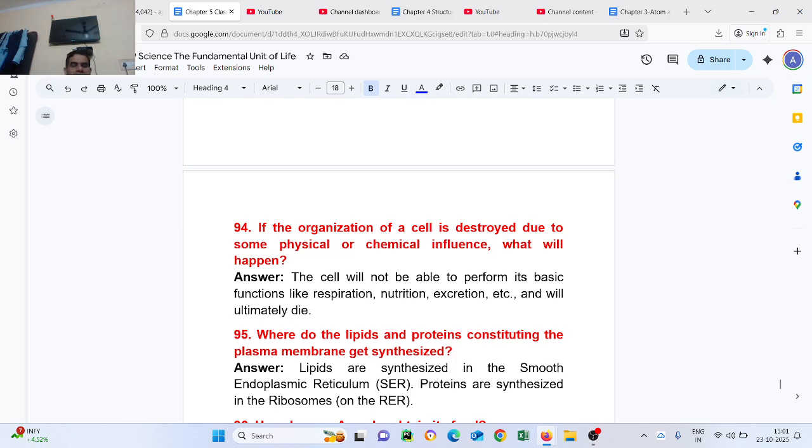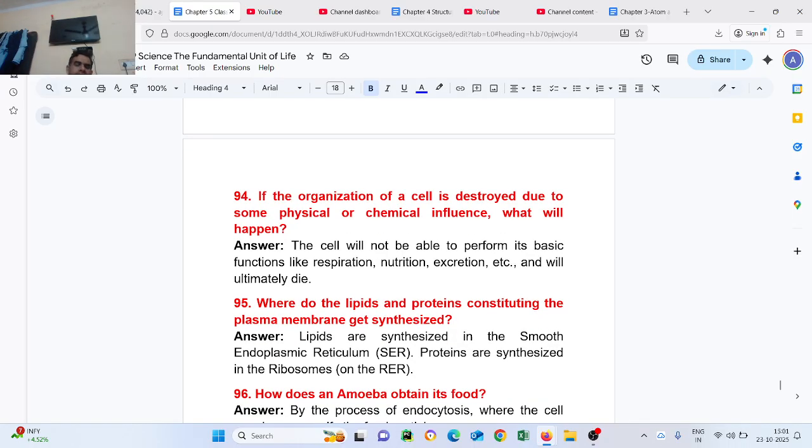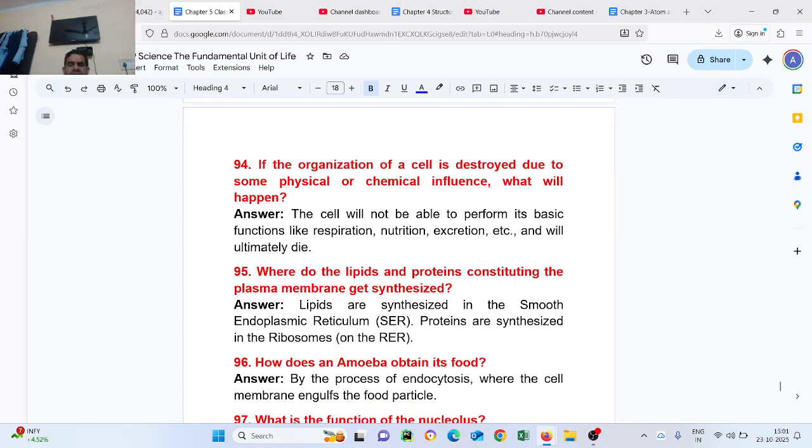Question number 95. Where do the lipids and proteins constituting the plasma membrane get synthesized? Answer: lipids are synthesized in the smooth endoplasmic reticulum, SER. Proteins are synthesized by the ribosomes on the RER.